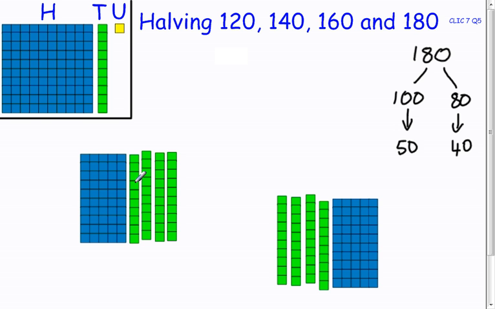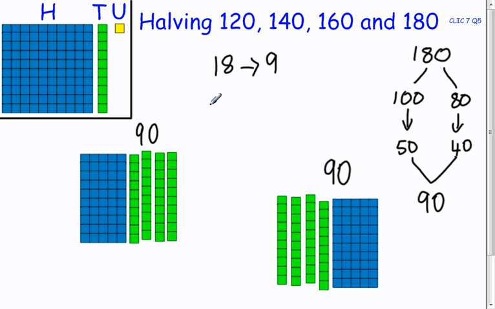We've got 50, let's count them, 50, 60, 90 there. Let's check this pile, 50, 60, 70, 80, 90. So what is half of 180? 90. Finally, the shortcut is, if you know that half of 18 equals 9, you know that half of 18 tens is 9 tens. Well done.